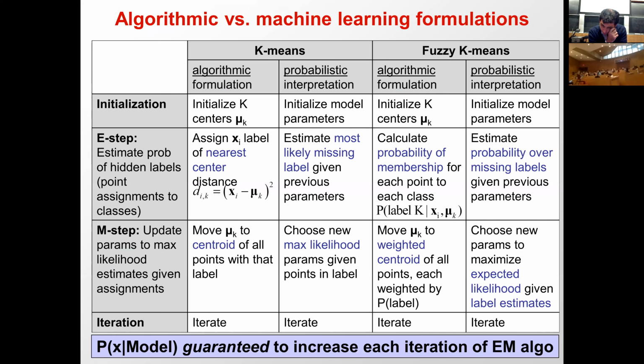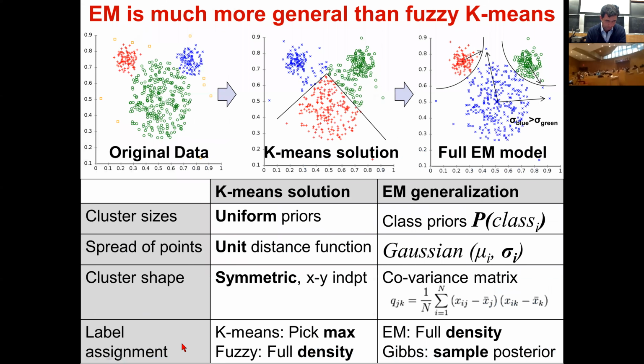And then the cool thing with the expectation maximization algorithm is that there are actually some theoretical guarantees. You're guaranteed to increase the likelihood of observing the data from your model at every iteration. You're not guaranteed to achieve a global maximum, but you're guaranteed to converge to a local maximum.